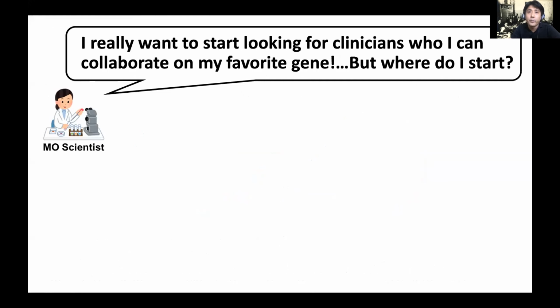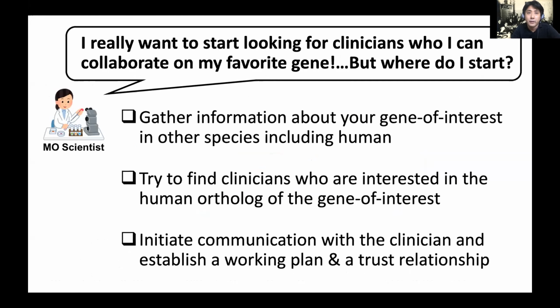I think there are 3 important steps that you need to take. First, you need to gather information about your gene of interest in other species, including human. Second, you need to try to find clinicians who are interested in the human ortholog of the gene of interest. Third, you need to initiate communication with the clinician and establish a working plan and a trust relationship. Today, I will discuss these 3 points, including some useful internet resources that can help facilitate these processes.